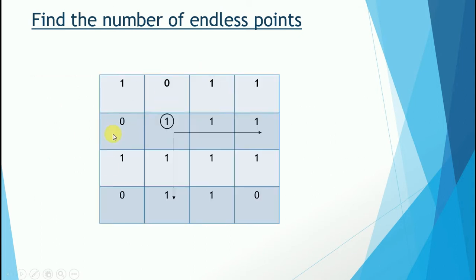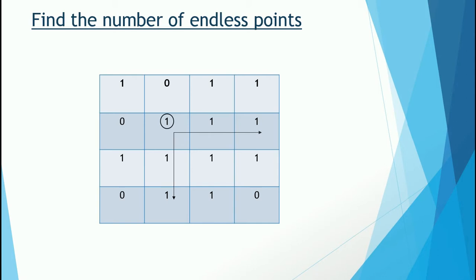So this is the matrix that we are going to work upon to find the total number of endless points. Now, for a cell to qualify as an endless point, first of all, it has to be 1. This particular cell cannot be an endless point because it is 0. Only the cells which have the value 1 can qualify to be an endless point.